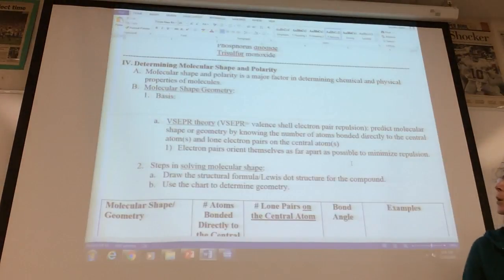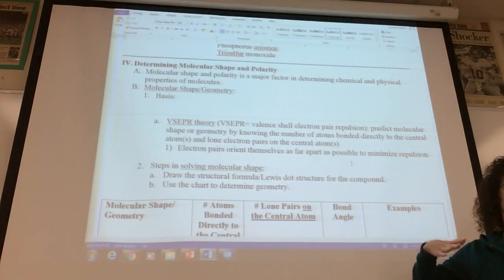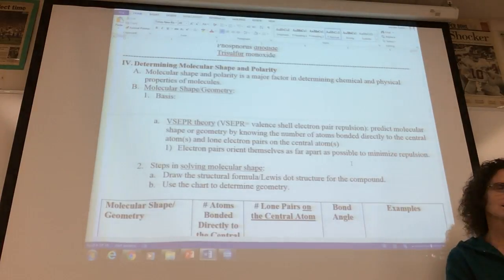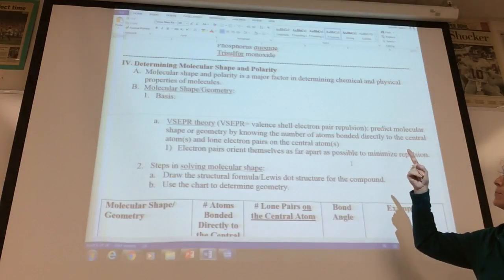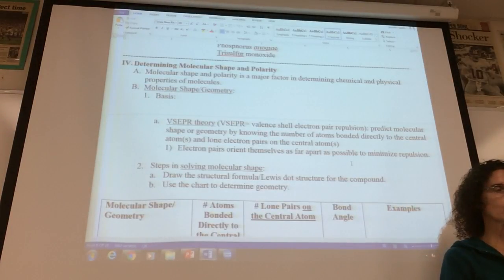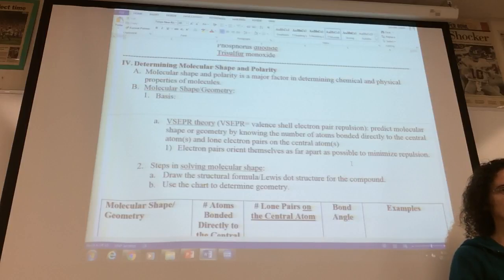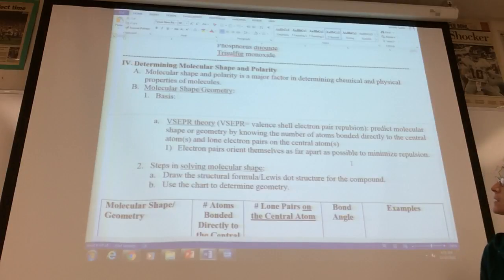Okay, both shape, known as geometry, but not like geometry you did in math with theorems and stuff, and polarity are very, very important for knowing how the compound's going to react, as well as its chemical and physical properties. Chemical being its reaction, physical its appearance, basic properties where you don't have to alter the substance.